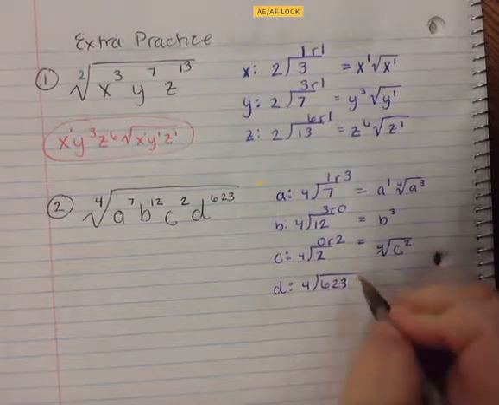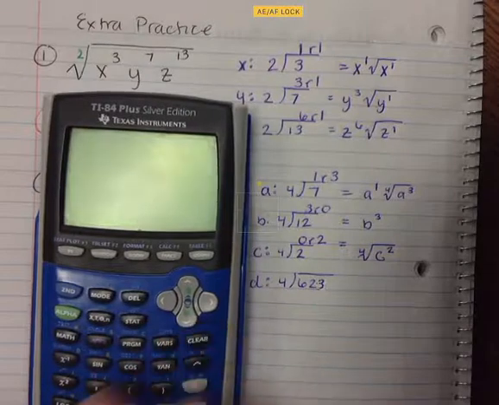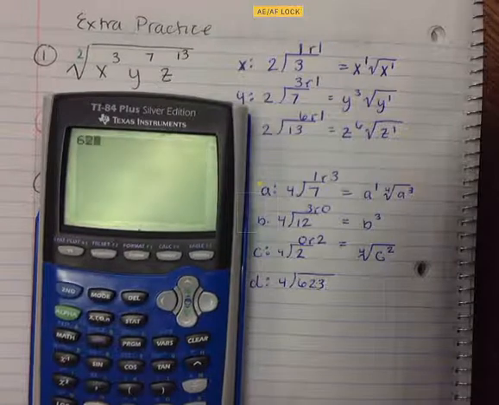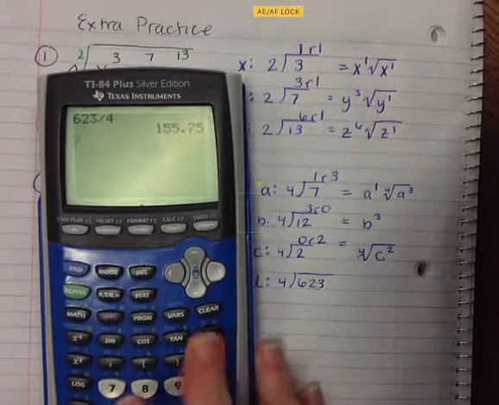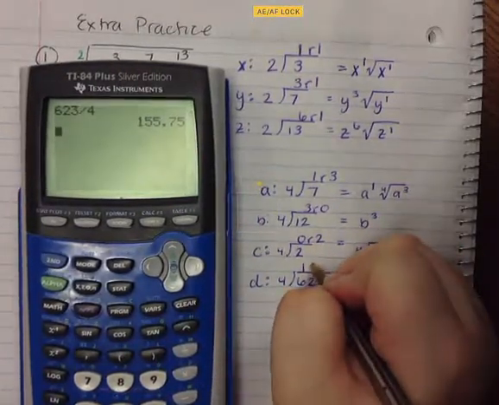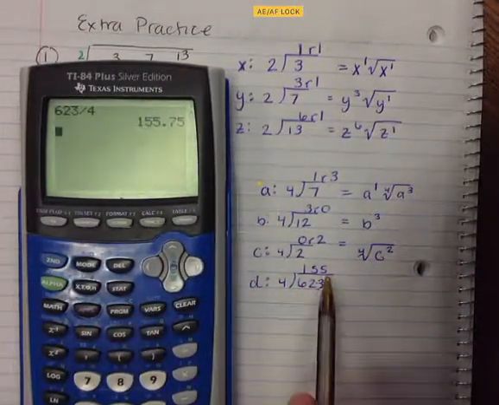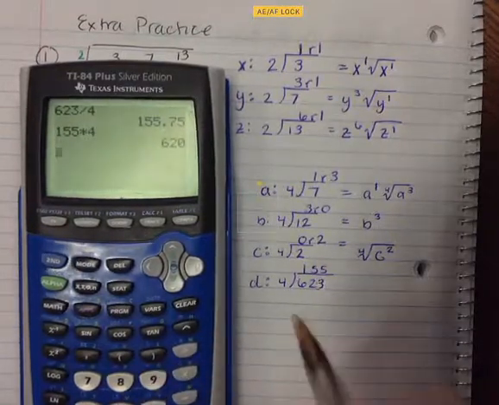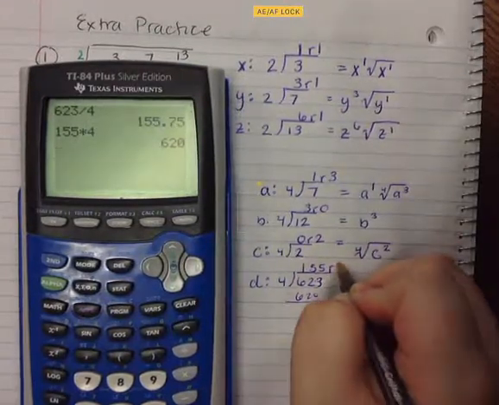Now, I don't want to actually do the entire long division process. We can, but I'm just going to get my whole number from my calculator. So I have 623 divided by 4. I want my whole number, 155. So I know that 4 goes into 623 155 times, with a remainder, because I have a decimal. So what I want to do is just figure out what my remainder is. So 155 times 4 gives me 620. So I subtract, and that's where we get 3. So our remainder is 3.